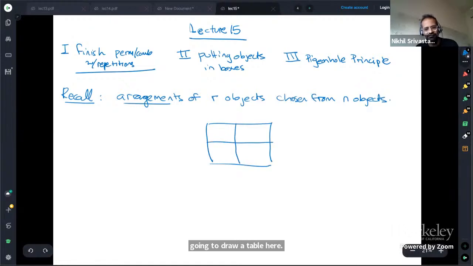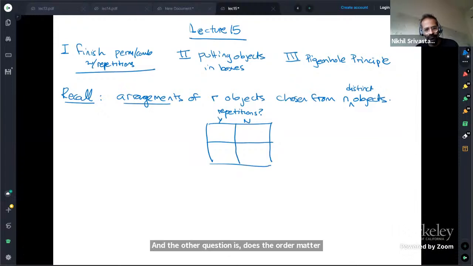Really, for the variations, there are two questions you should ask. One is, are repetitions allowed? Sorry, the N objects are distinct. So repetitions allowed, yes or no? And the other question is, does the order matter or not? Are we counting ordered objects or unordered ones?